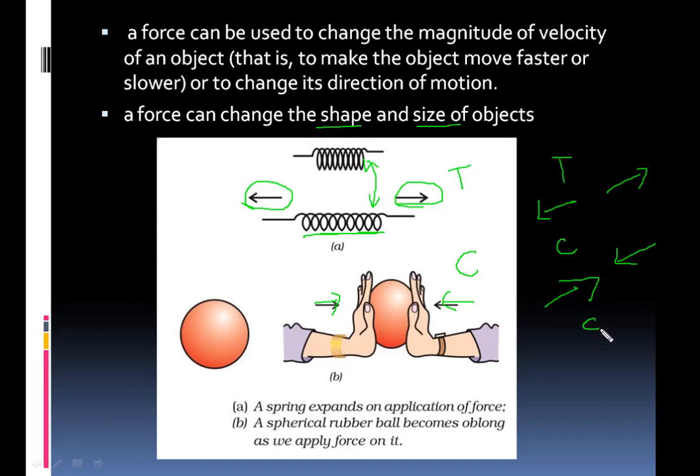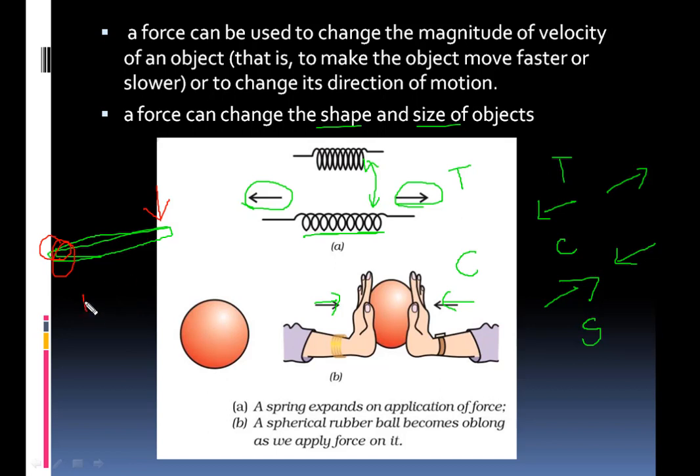Another type of force is known as shear force. Shear force, you are trying to bend an object. For example, this is a stick. You are trying to bend the stick. When you try to bend the stick, you hold the stick here and you try to bend it. In this case the stick is neither elongated, that means its length will neither increase nor decrease, it will only bend.